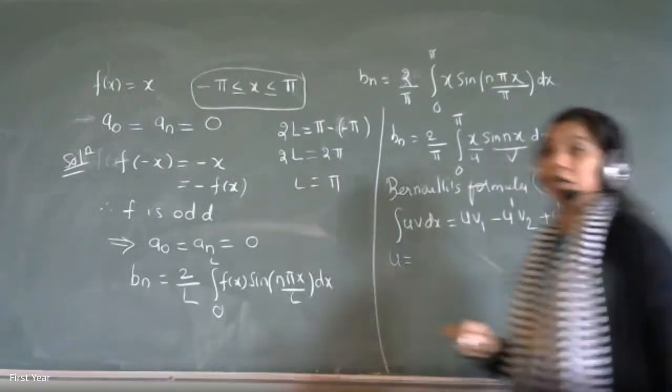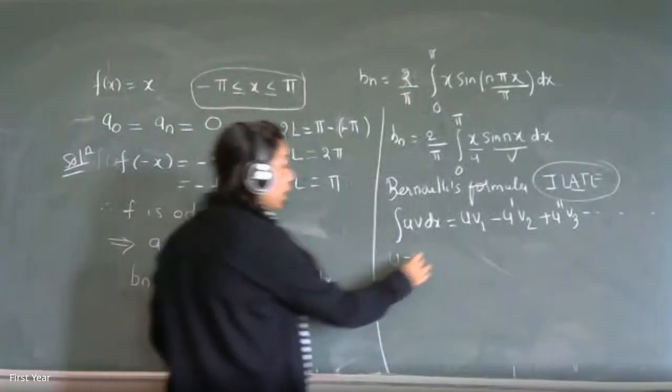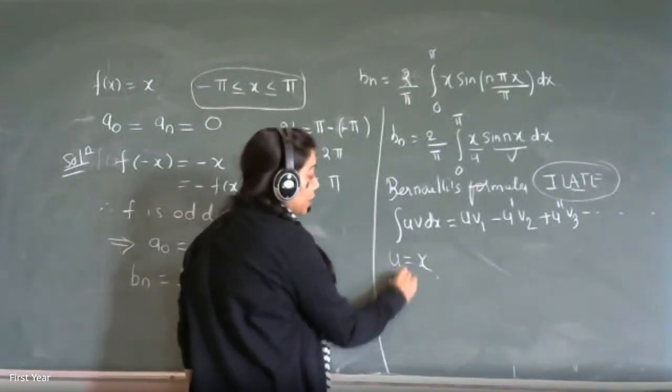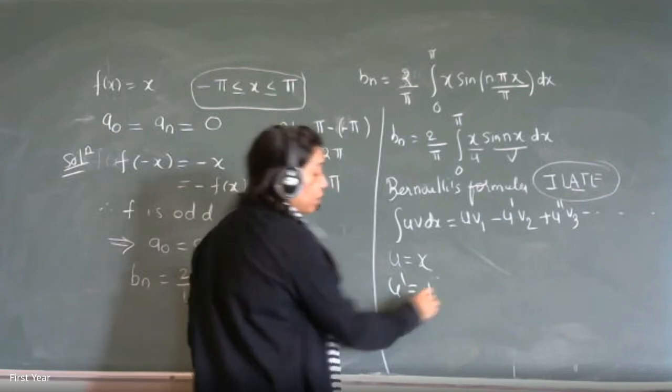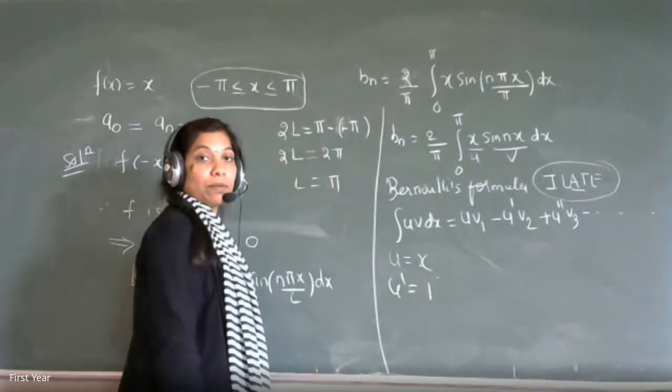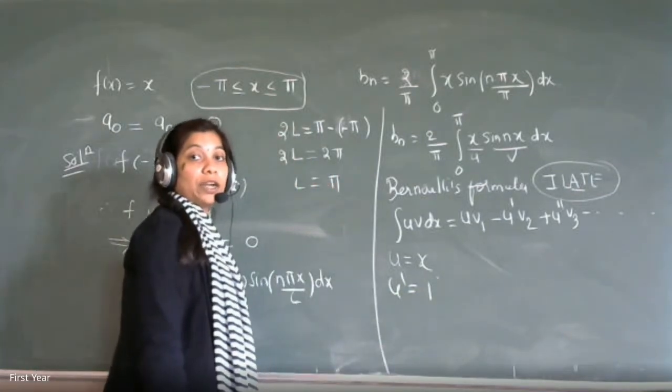So how will I write it here now? Just see. u is equal to x. So u dash, the first derivative of u, will be 1. The derivative of x is 1. What's the second derivative?